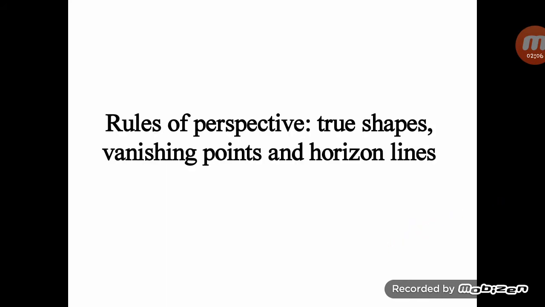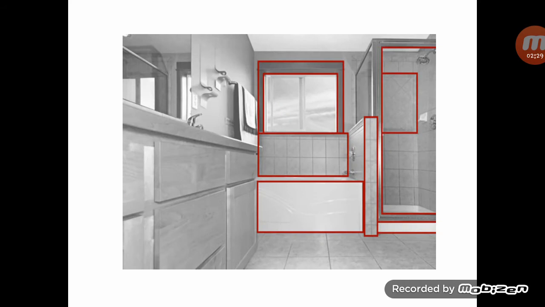Rules of perspective: true shapes, vanishing points and horizon lines. In one-point perspective, surfaces that face the viewer appear as their true shape, without any distortion. They are drawn using primarily horizontal and vertical lines, as illustrated by the diagram. In this one-point perspective photo, surfaces facing the viewer are undistorted and show their true shape. For example, we see the side of the bath window and facing surfaces as ordinary squares and rectangles. Their sides are parallel with the edges of the photograph.